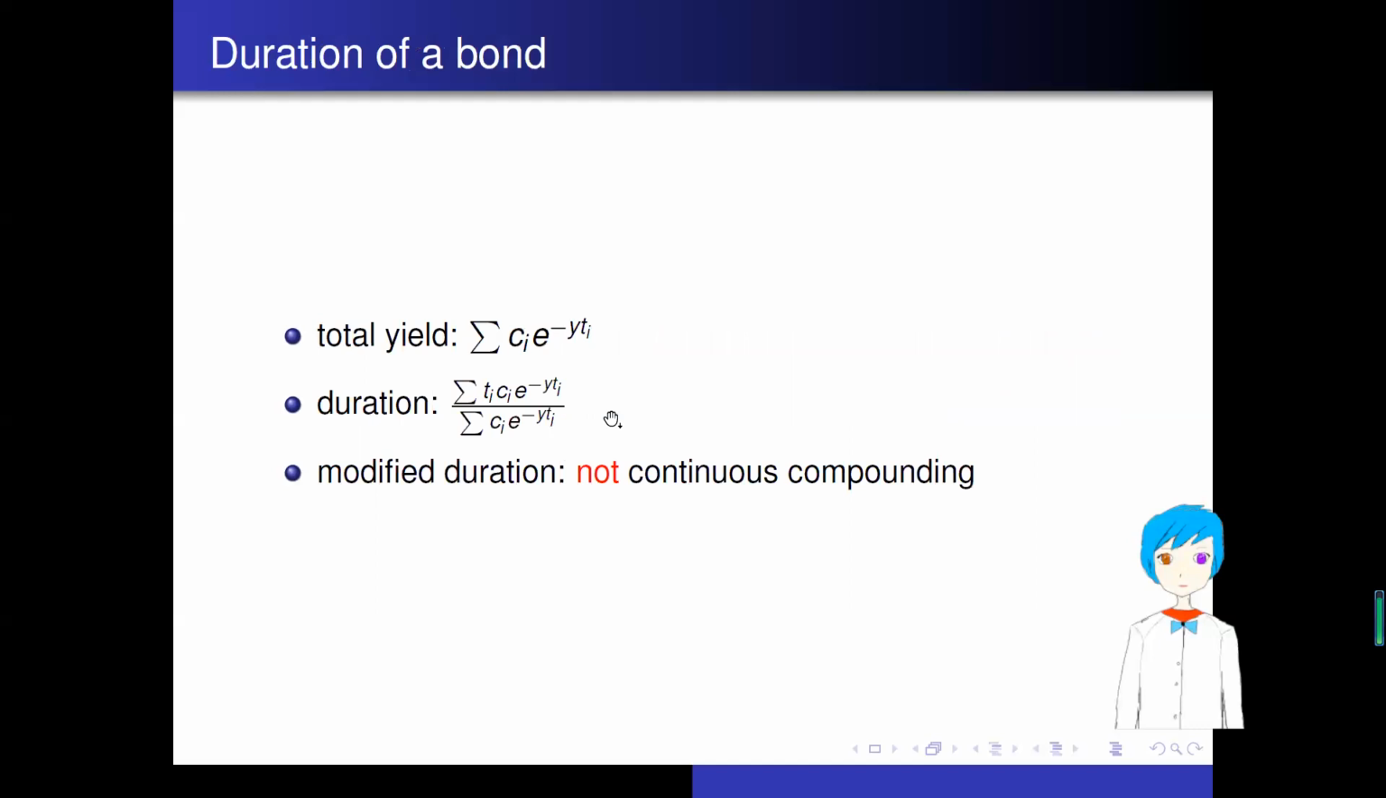For bonds, we also have the total yield. The total yield is discounted to the current value because the coupons will be provided in the future, and therefore they will be discounted. We also have the duration. The duration is defined like this. We also have the modified duration. If we are not using continuous compounding, then we need to modify the duration, and there is a formula for that.